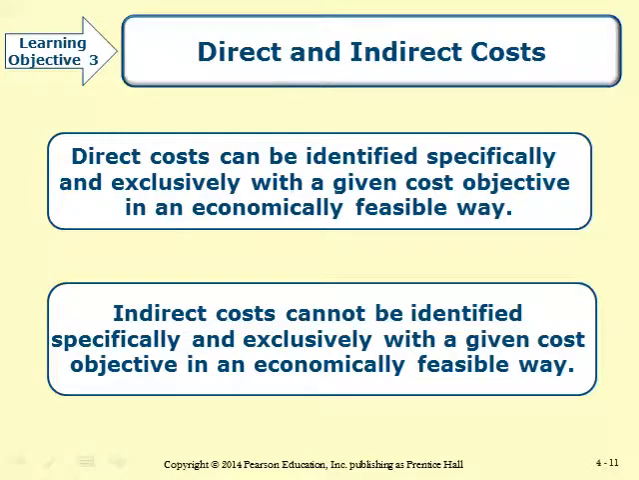Costs may be direct or indirect with respect to a particular cost objective. Accountants can identify direct costs specifically and exclusively with a given cost objective in an economically feasible way. Parts and materials included in a product are the most common types of direct cost. In contrast, accountants cannot specifically and exclusively identify the amount of indirect cost related to a given cost objective in an economically feasible way. Examples of indirect costs include facilities rental costs, depreciation on equipment, and many staff salaries.